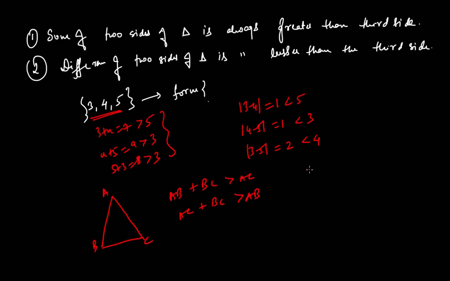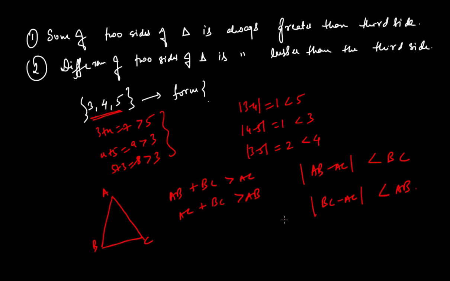And similarly, the difference of any two sides, basically the modulus of the difference of any two sides, because I know that the dimension of a side will always be positive, but that difference should always be lesser than the third side. For example, if I take the sides AB and AC, then the mod of AB minus AC should always be lesser than BC. Similarly, suppose I take BC and AC, then the mod of BC minus AC should always be lesser than AB.